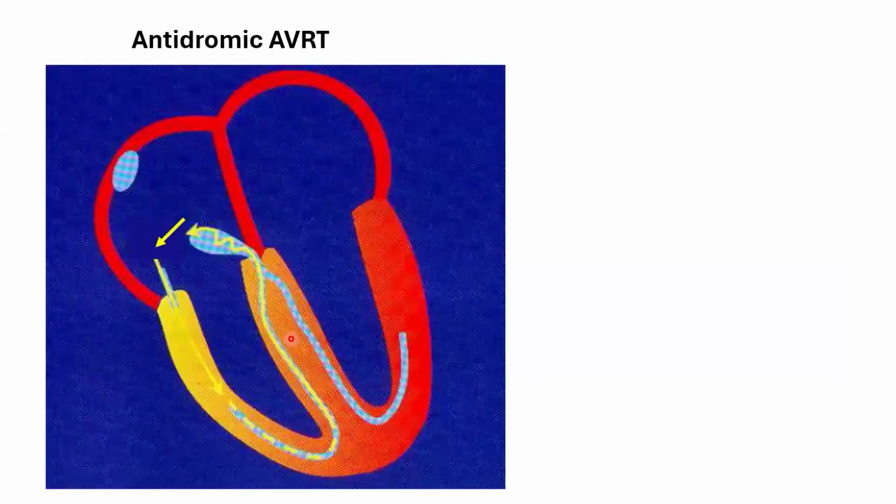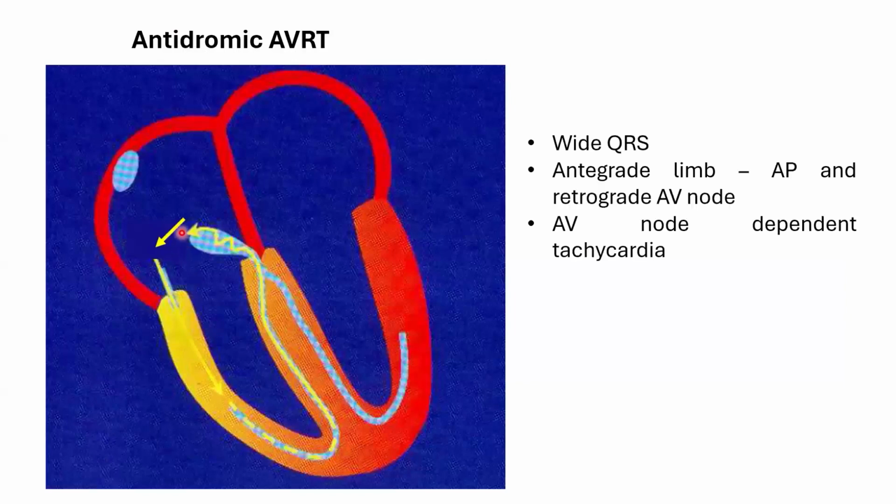Here the circuit is just the reverse of the previous one. Here the circuit goes antegradely from the A to V via the pathway. It activates the myocardium. From the myocardium, it then engages the His-Purkinje system and goes retrograde via the AV node. And from the AV node, it goes again to the atrium. So this is the circuit here. You can see the antegrade limb is the accessory pathway and the retrograde limb is the AV node.